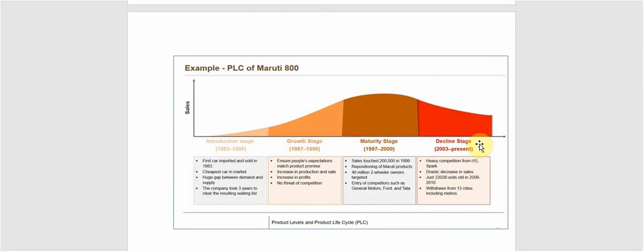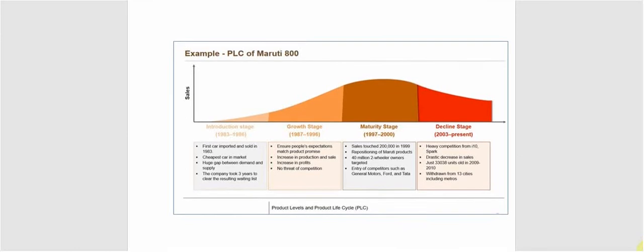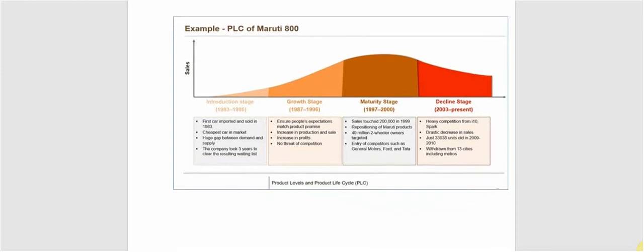So when you see the declining stage, the reasons may be due to heavy competition from Item or Spark, a drastic decrease in the sales, and withdrawal from 13 cities, including the metros. So these are the different reasons for the decline in sales for Maruti 800.